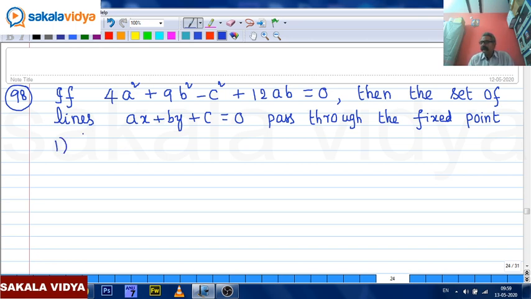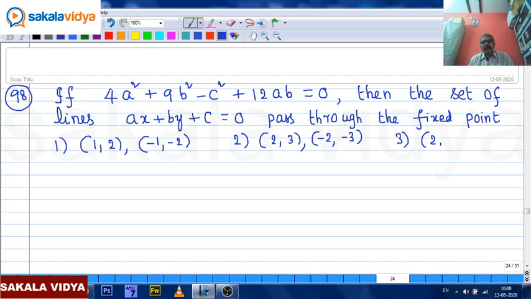First option 1 comma 2 and minus 1 comma minus 2. Second option 2 comma 3 and minus 2 comma minus 3. Third option 2 comma minus 3 and minus 2 comma 3. Fourth option 1 comma minus 2 and minus 1 comma 2.